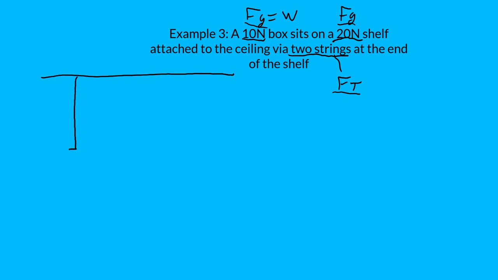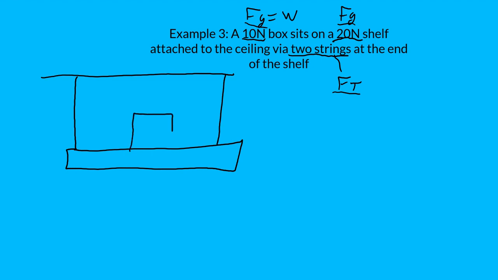We've got our shelf hanging from the ceiling like so, by 2 strings. We've got a box. It has a weight of 10 newtons on it. Let's put the weight of the shelf as 20 newtons. And it is at rest because obviously shelves are not just going to be bouncing up and down or accelerating up or down or left or right or anything. So this is in equilibrium, which is always a good thing to know.